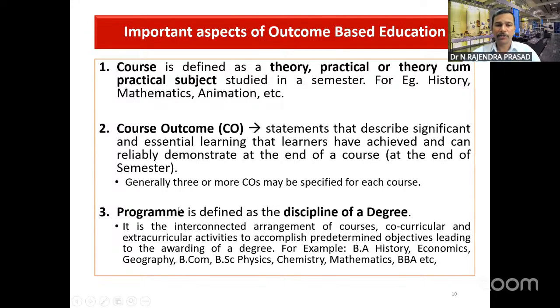Okay, then next, program. Program is the degree. Say BA History, Economics, Kannada is a degree. BA HEK is a degree. MSc Computer Science is a degree. That is the program. MSc Computer Science is the program. BA Psychology is a program.